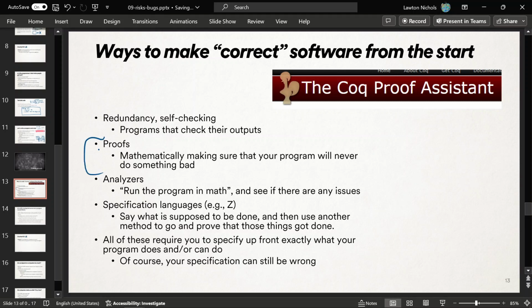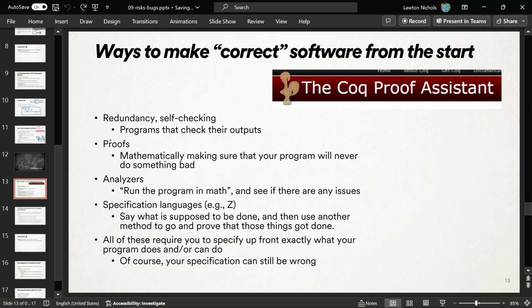The standard way of proving software correct is these mathematical proofs that I've tried to get you into a little bit at least. If you can do that, there is a way to mathematically show that your program is always going to do the right thing. It's never going to do anything incorrect. You can prove that, which is really cool.